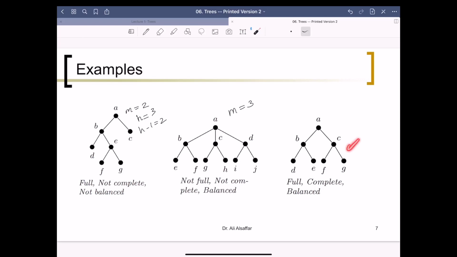For the last rooted tree, it is obvious that m is equal to 2 because every internal vertex has 2 children, and it is full because all of them have a number of children equal to 2. It is balanced because all leaves are at the same level, which is level 2, and it is complete because it is full and all leaves are at the same level. So if all leaves are at the same level, it makes it balanced, but not necessarily complete. An example is here. All of them are at the same level, but it is not complete.